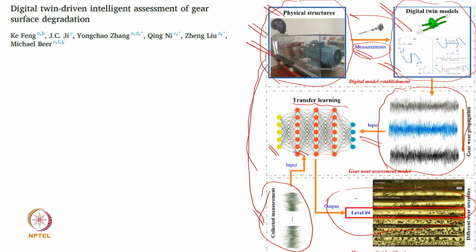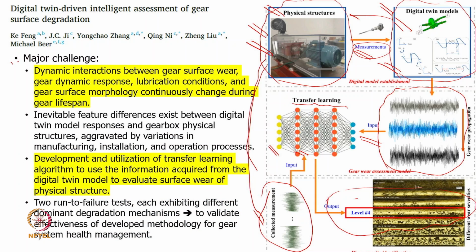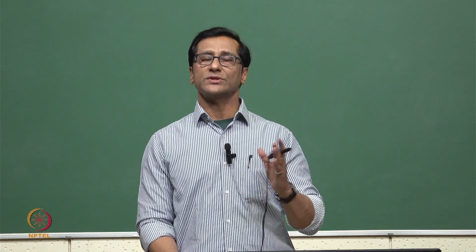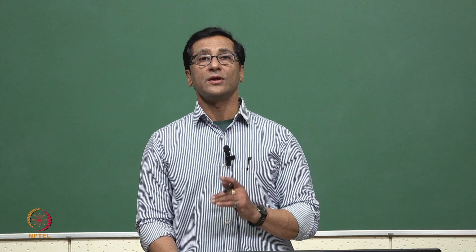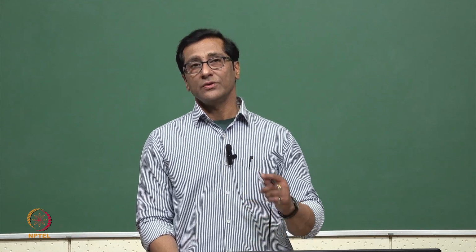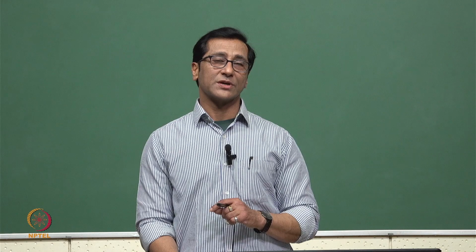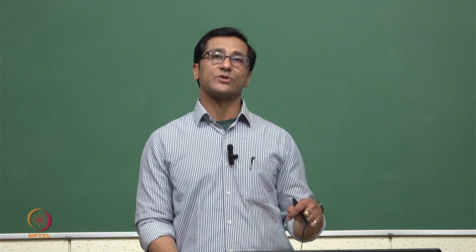So this is what they have explained, and that's why we now say the major challenges. What are the major challenges? In this case, there are a number of dynamic interactions. It can be gear surface wear, dynamic response, lubrication condition, gear morphology, and this will continuously change its life. This is what I mentioned earlier. Traditionally, we used to design and make a physical model. After that, we can do some sort of monitoring to keep it healthy. But now we are changing to a digital twin. We are giving continuous feedback to the system again, so that in future we can predict.